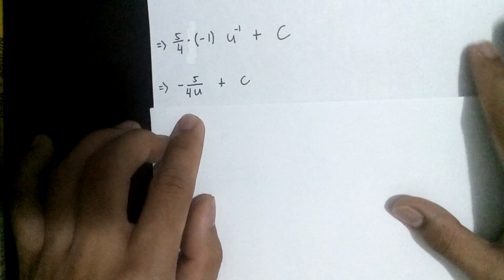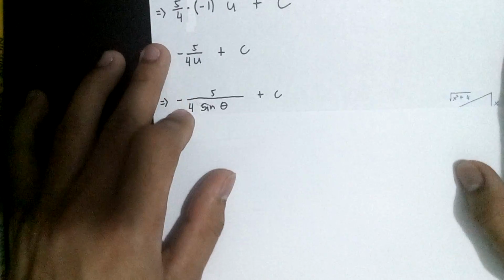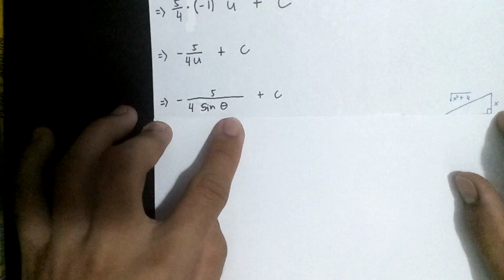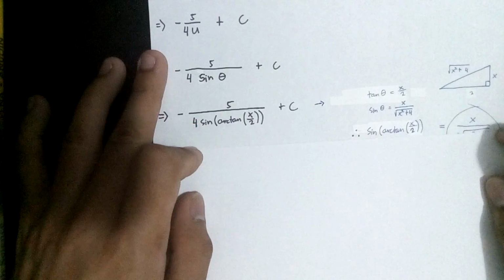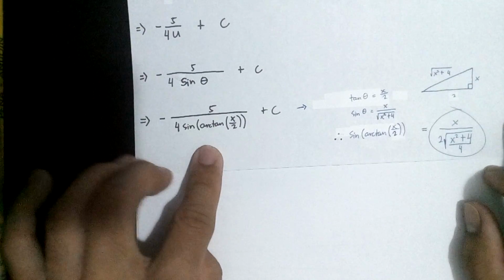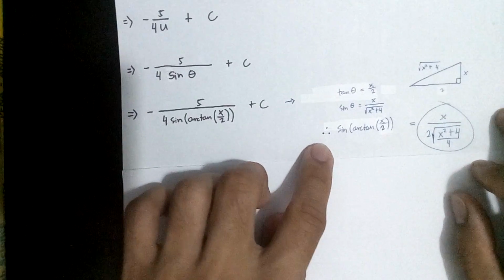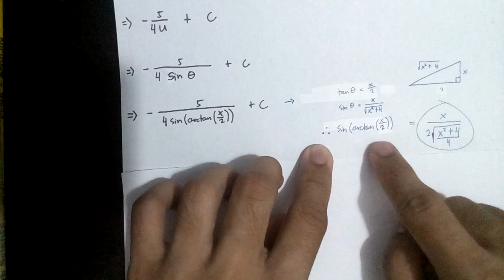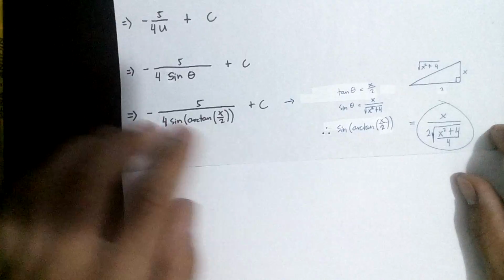Simplifying it, we get -5 over 4u plus c, and substituting the value of our u, which is sine theta, we get -5 over 4 sine theta plus c, and substituting the value of our theta, as we previously found out that it was arctan x over 2. So we get this, and by using our trigonometric identities again, we get the following value for sine of arctan x over 2, which is this one.